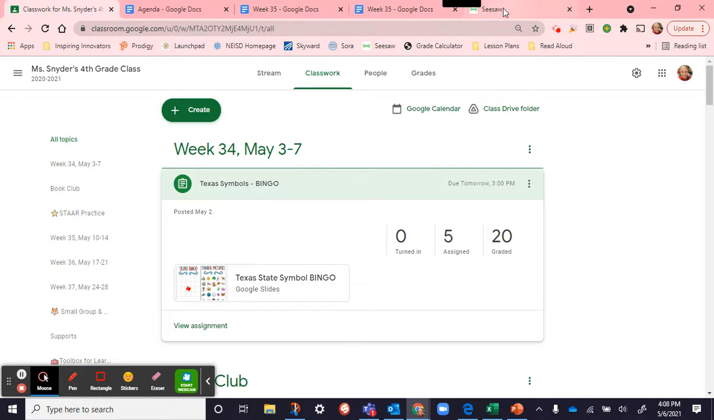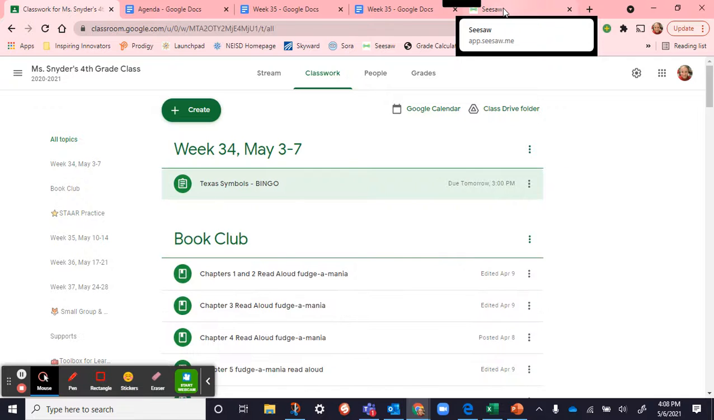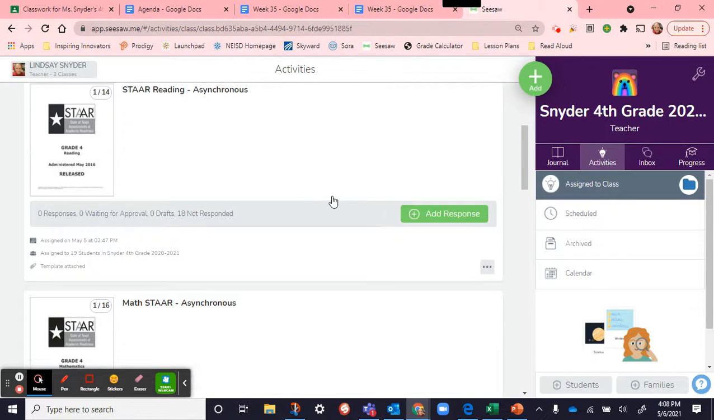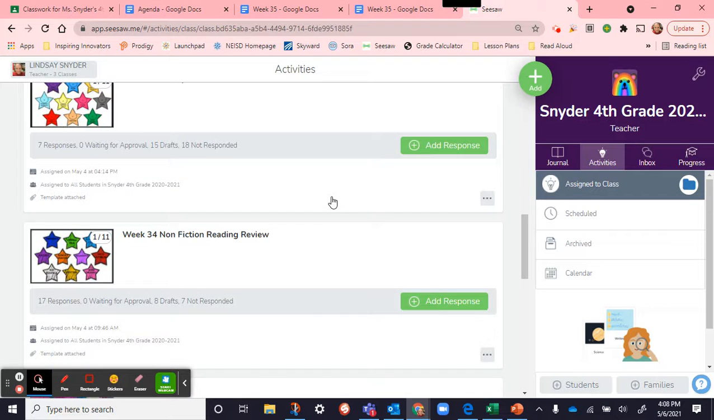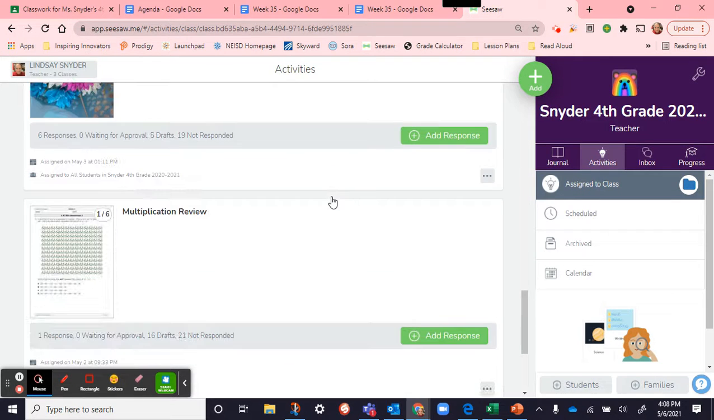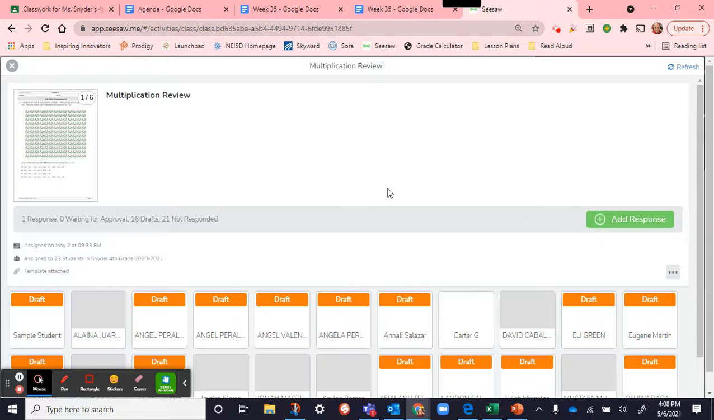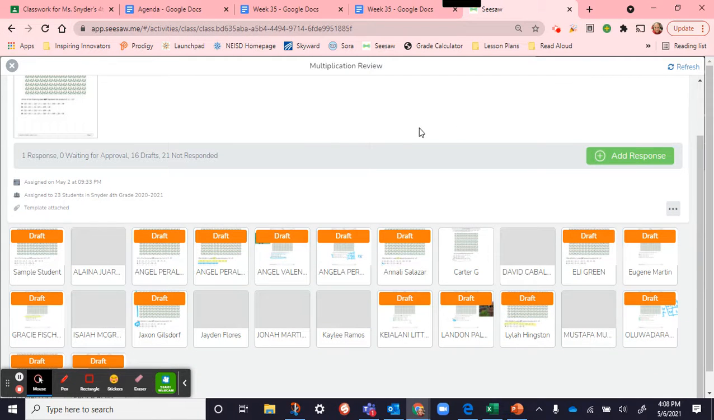And then at the end of the day, we went to this multiplication review, and we got started on this, going over some multiplication questions. We did this with partners. So thank you to the ones that participated in that.